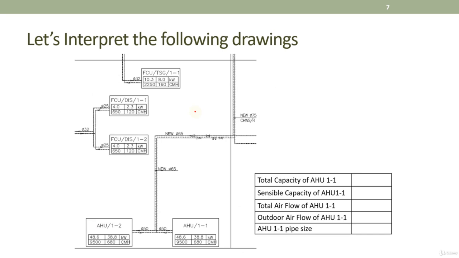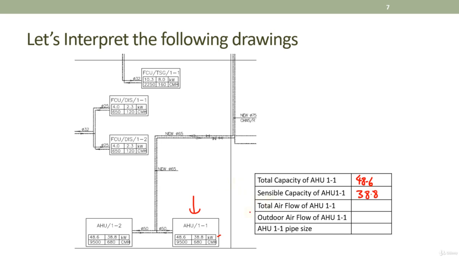Okay, let's try to interpret the following drawings. What is the total capacity of AHU 1-1? AHU 1-1 is this particular AHU. So there are 4 numbers and there are 2 units over here. The first one, in kilowatts, of course refers to the capacity. So the total capacity is 48.6. The bigger number is the total capacity, and the slightly smaller number represents the sensible capacity. What is sensible, what is total, and there's another term called latent capacity that you will learn later. All these you will learn in the subsequent topics.